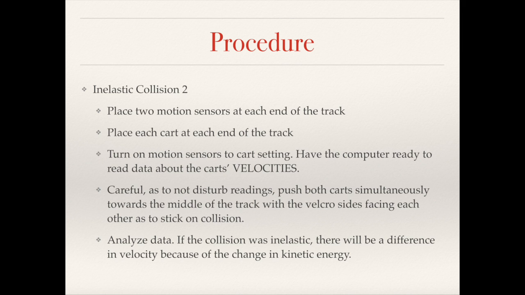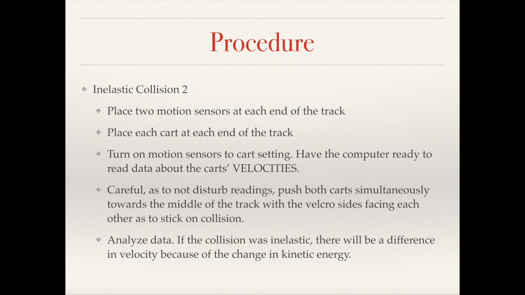Now, for the second inelastic collision, you will place two motion sensors at the end of the track, one on each side. Place one cart at the end of each side of the track. Turn on your motion sensor to cart setting and have your computer ready to read data about the carts' velocities in a velocity versus time graph.